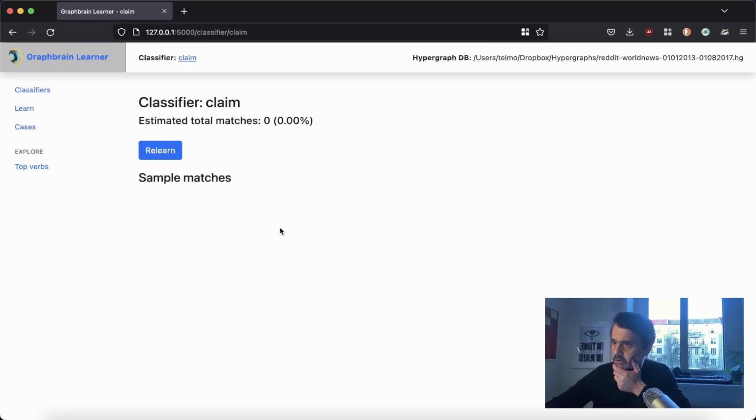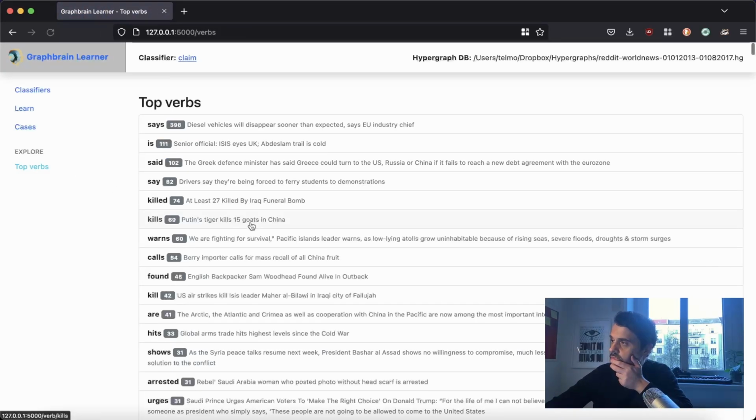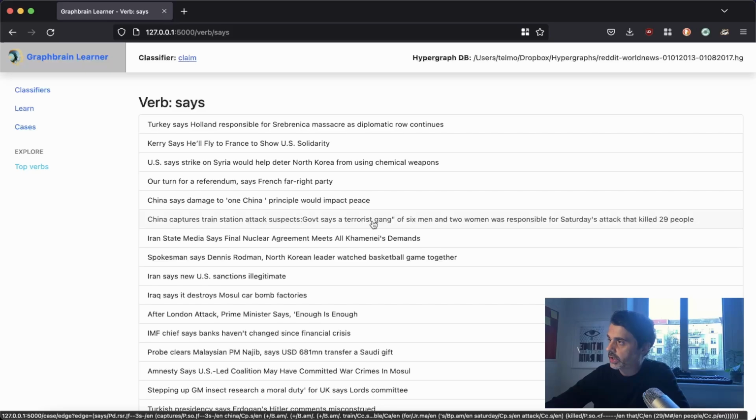But what I will do now is use this top verbs exploration mode that simply lists the most commonly used verbs in the database, and it's a nice way to look for something promising. And of course, the first thing that we find, says, sounds like something that can be related to claims. So by clicking it we get a sample of examples of this verb being used in the hypergraph. And here we have this example: Turkey says Holland responsible for Srebrenica massacre as diplomatic row continues. Okay, so this might be what we are looking for.